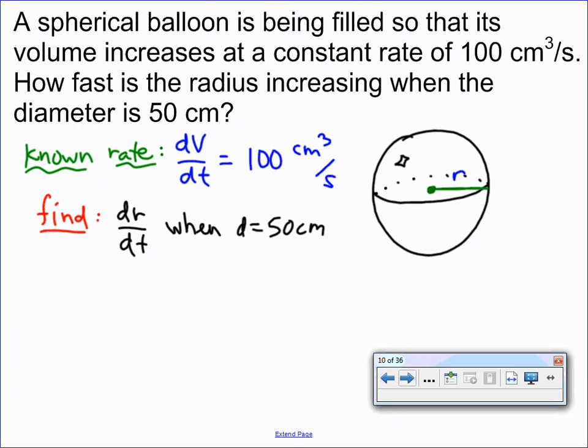We need our formula to include letters that are in our rates. So we need our formula to include V's and R's in it. Is there a formula that relates V and R in this problem situation? Absolutely. Didn't we just do that in our warm-up? So what formula am I going to use that relates the quantities in this problem? Brandon? That would be V equals 4/3 pi r cubed. Absolutely. So V equals 4/3 pi r cubed. There's our relationship between the variables that are in our rates.